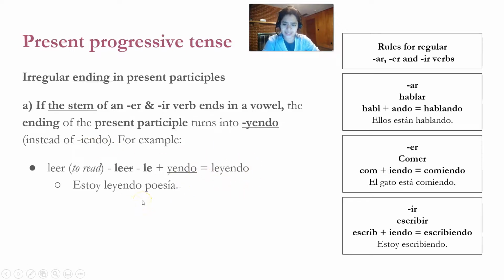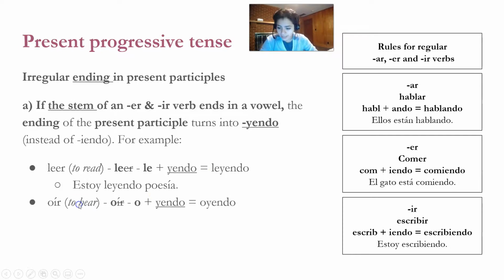Estoy leyendo poesía. I am reading poetry. Okay? Oír, to hear, you take away the IR ending of the verb in the infinitive and you have o. And then, because it ends in a vowel, you add yendo, oyendo. Mi compañero está oyendo música. My mate is hearing music. So you have to remember that this happens only to ER and IR verbs if the stem ends in a vowel after you take away the infinitive ending.